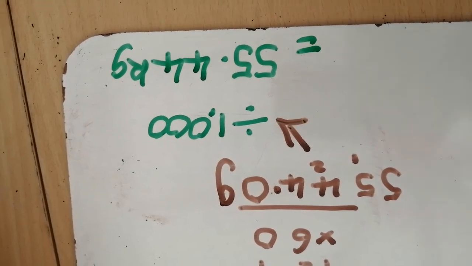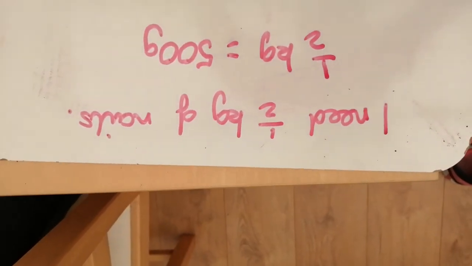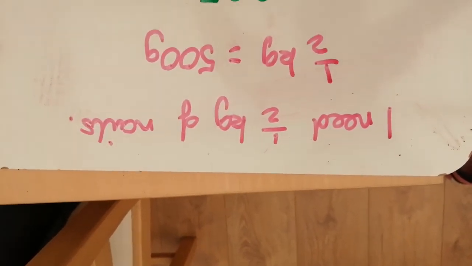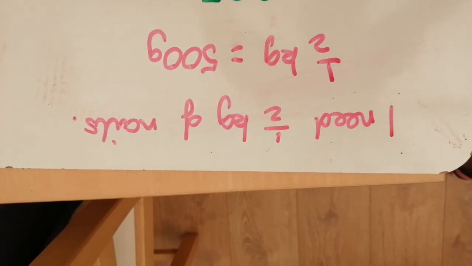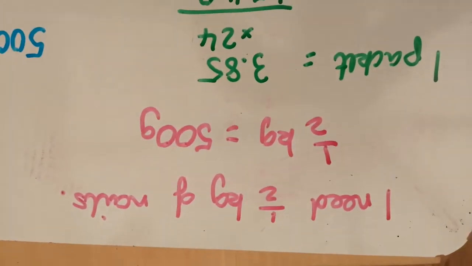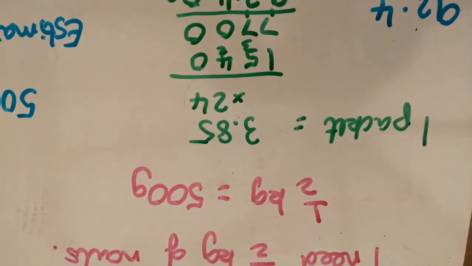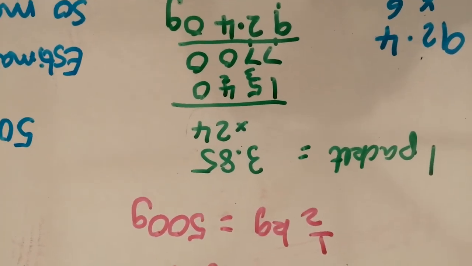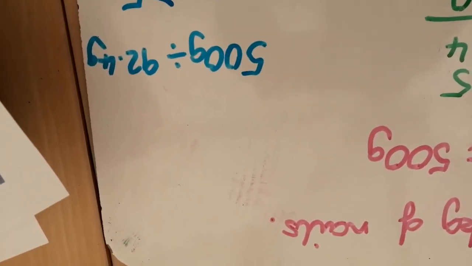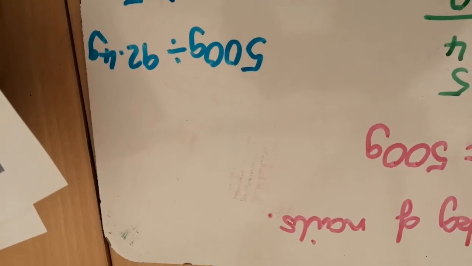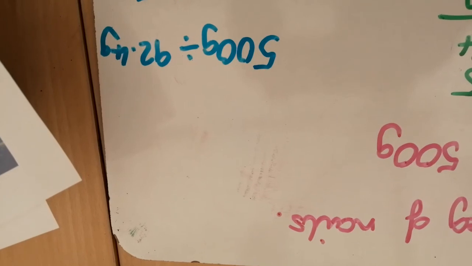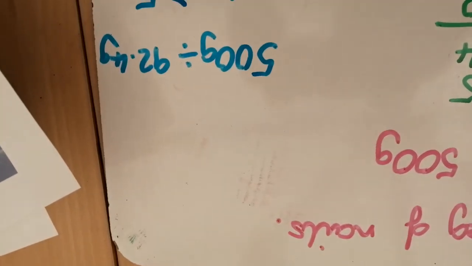That's the first part of that question. For the next part of the problem, I need half a kilogram of nails. Now I know half a kilogram is 500 grams because 1 kilogram is 1,000 grams. And I know from my previous calculations, I've just transferred over here, that 1 packet is 92.4 grams. So I need 500 grams divided by 92.4.